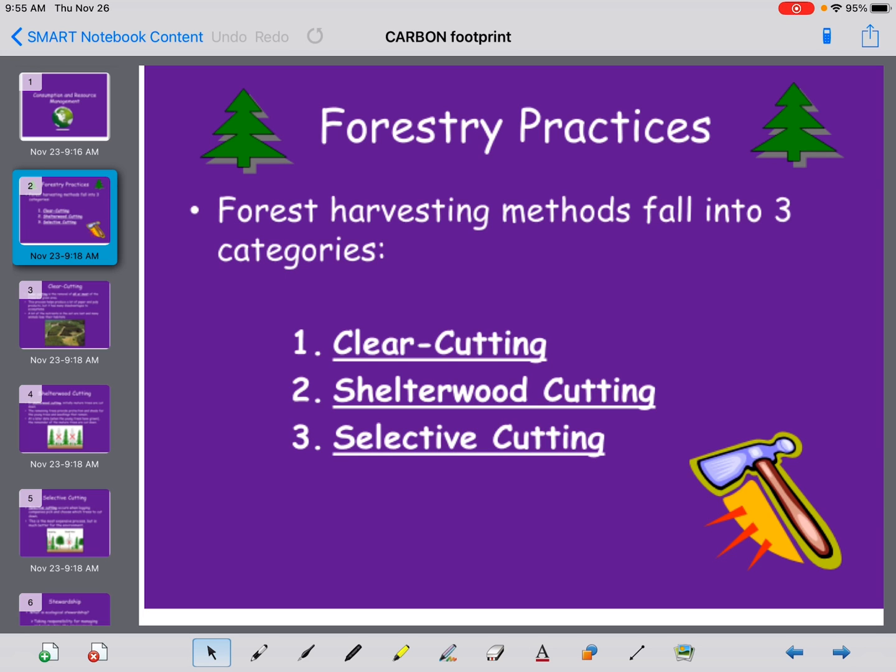So we're going to look, there's three main types of deforestation techniques. They each have their own advantages and disadvantages. So we're going to look at each one here. We have the clear cutting method, we have shelterwood cutting method, and we have selective cutting method.